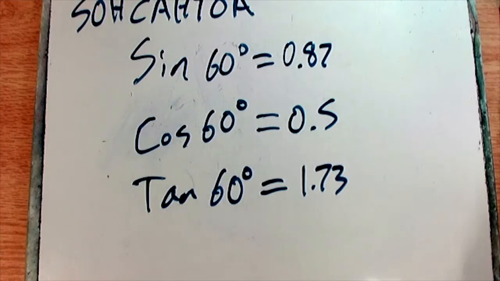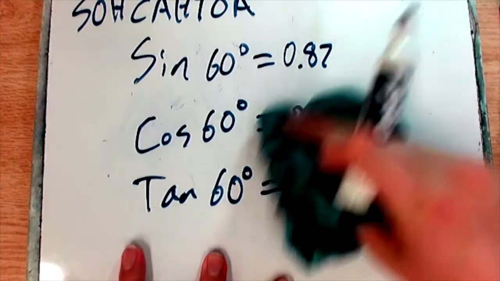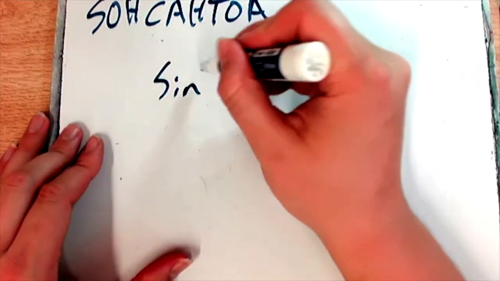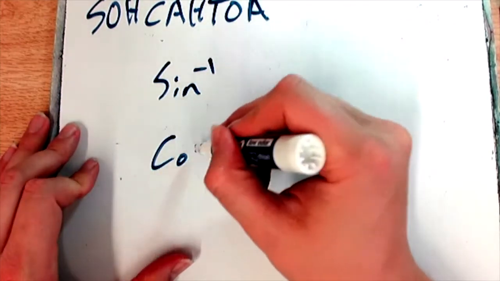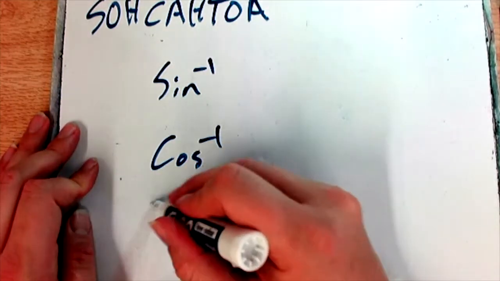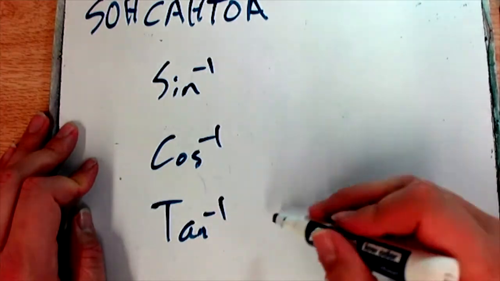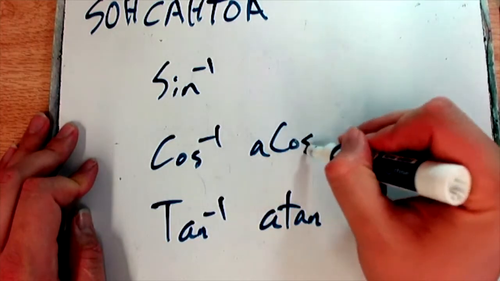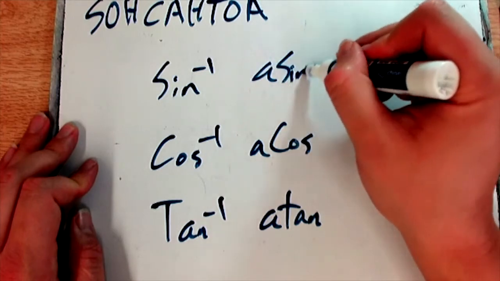Now, the other flip side to that is doing arc or inverse sine, cos, and tan. So you might see it as sine to the negative 1, cos to the negative 1, or tan to the negative 1. You might also see it as arctan, arccos, or arcsine. These are the same thing, okay?